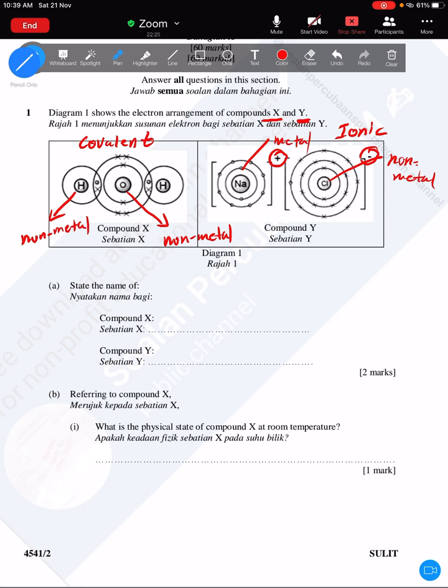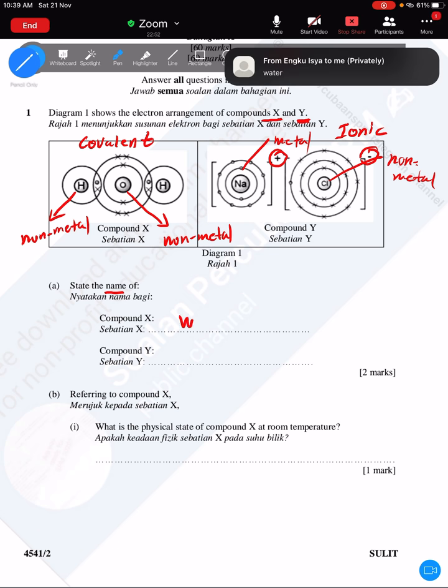Now, my dear student, look at the question. State the name of compound X. What is the name? They ask you for the name. Whenever they ask you to name, you need to spell it out. Name the compound. State the name of compound X. What is X?